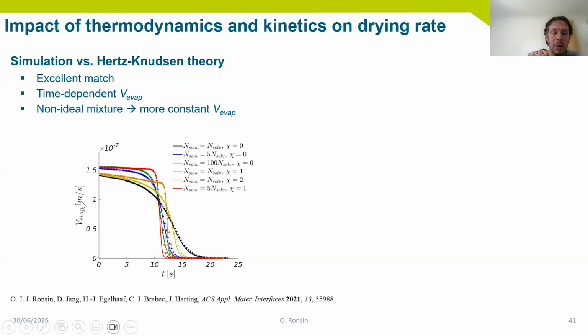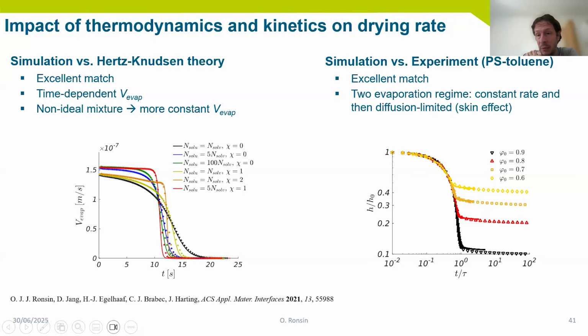And so here we plotted the evaporation rate over time, because it's time dependent, for different properties of the mixture. The simplest one is the black curve, for which you can actually have an analytical equation, but for the others you have to solve this numerically. And you see that depending on the interaction of your solvent with your solute, you might have an evaporation rate, for instance, that might be more or less constant at the beginning. Then you can compare that with experiments.